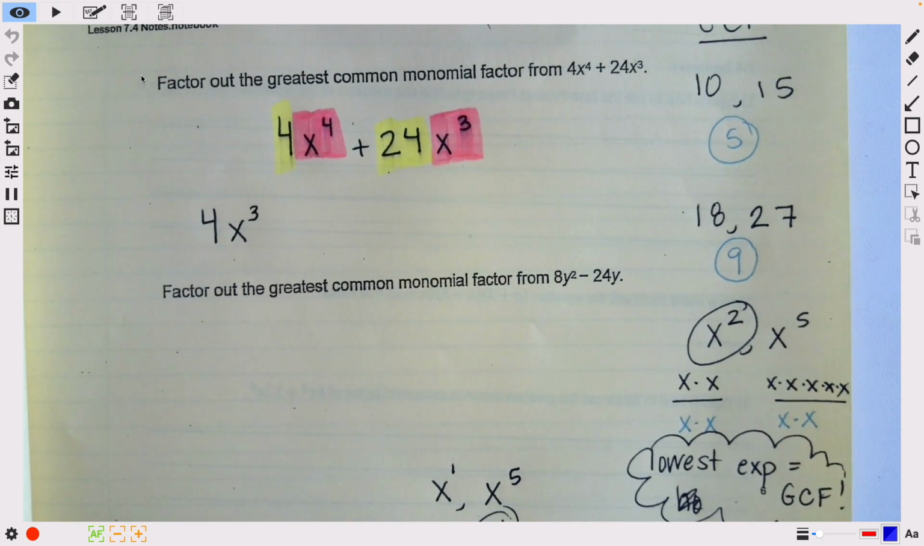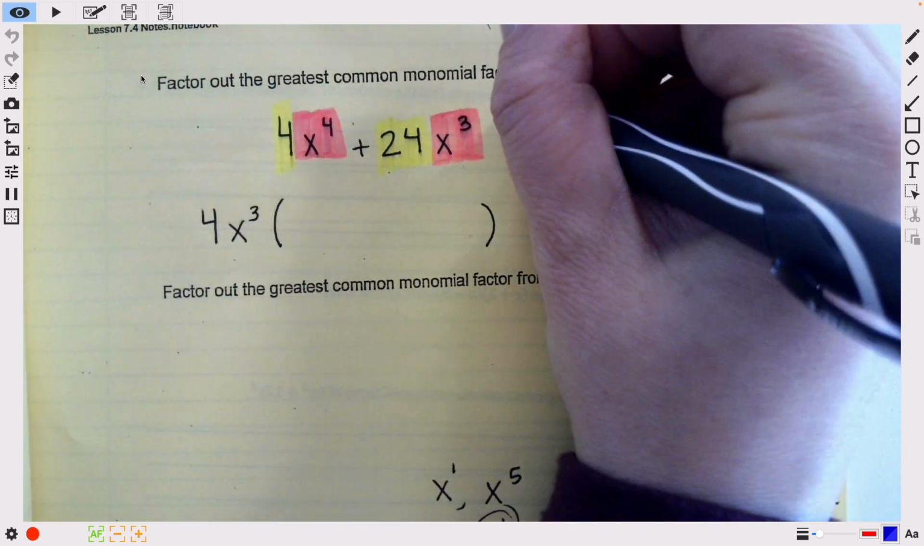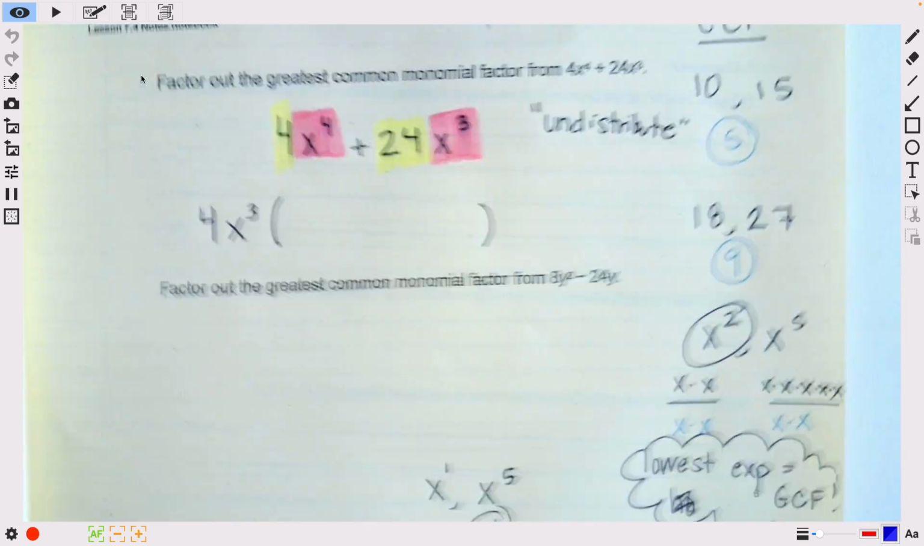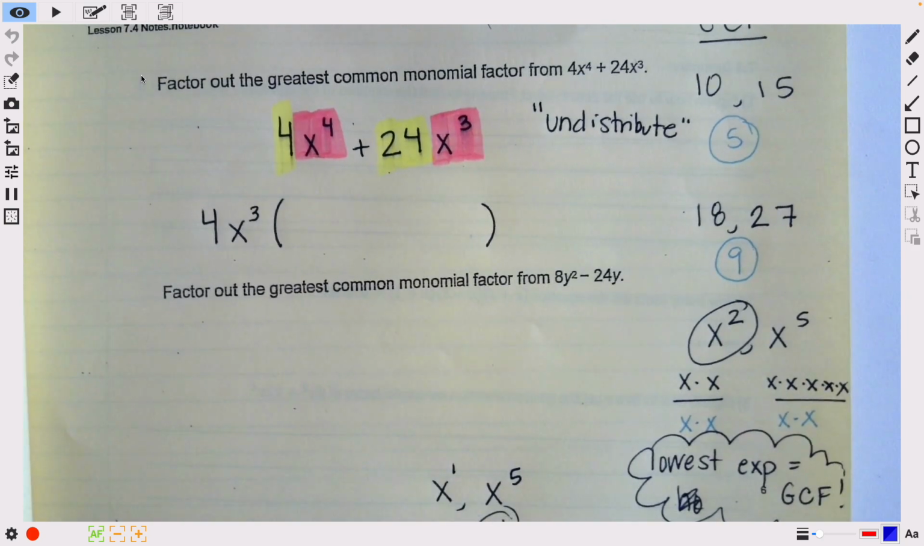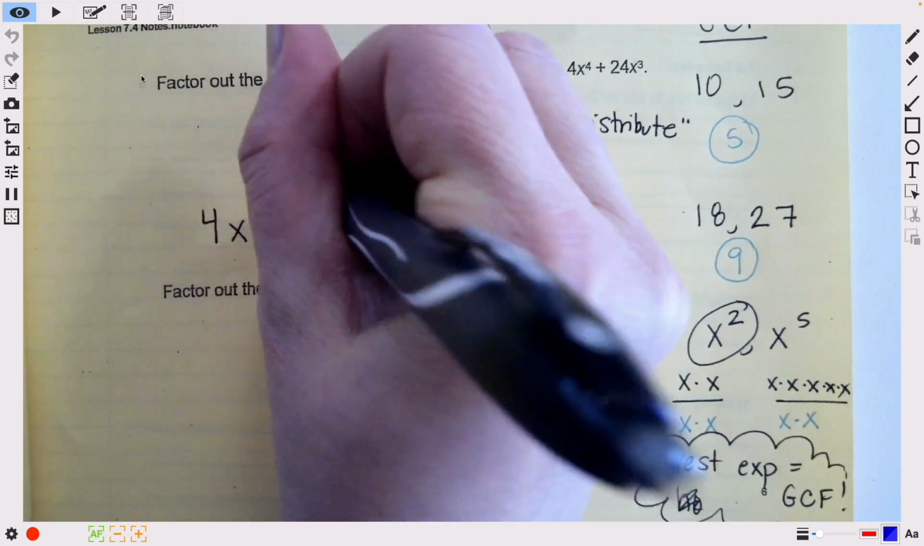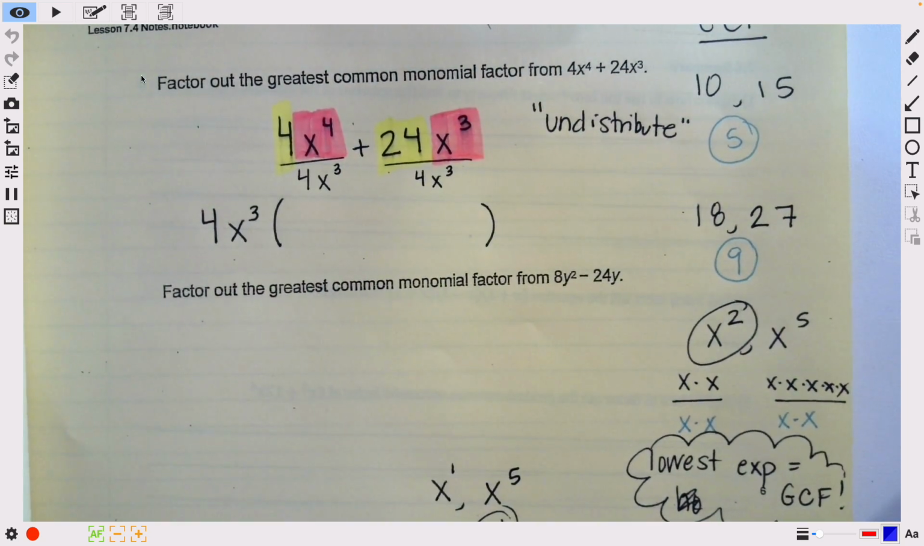Now, what we're going to do is we're going to quote unquote undistribute. This is probably not a real word, but we've done distribution. Now I'm going to reverse that. When we distributed, what operation is that? Someone said it. Multiplication. So what's the opposite of multiplication? Division. So when we undistribute, you are essentially dividing these by that greatest common factor. Okay? I promise it looks worse than it really is.